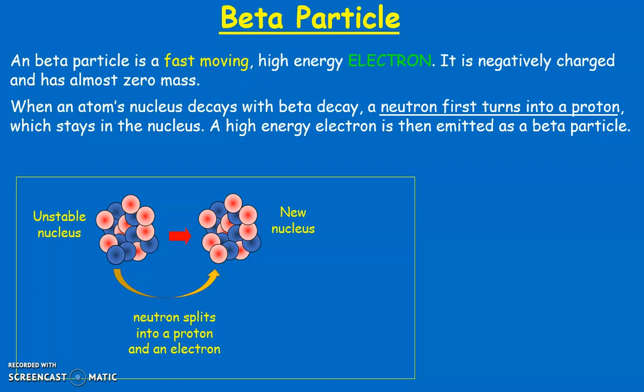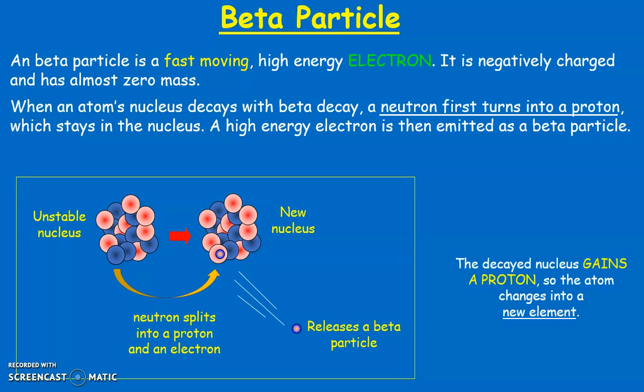So I'll just rewind that there. It's split and become a proton and electron together. That electron doesn't belong in the nucleus, so it's shot out, and we call that a beta particle. The proton stays in the nucleus. Now we've got an extra proton as such. Because we've got an extra proton, the new nucleus is a new element. Pause the video, copy this information down, please.